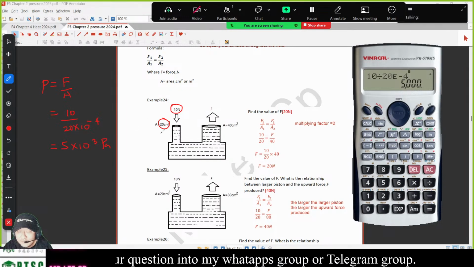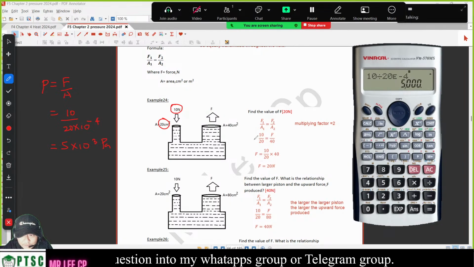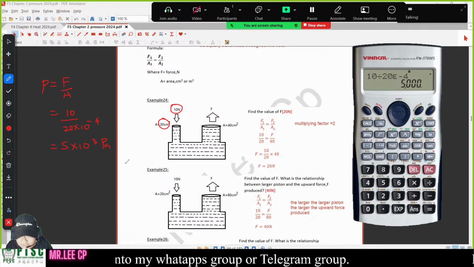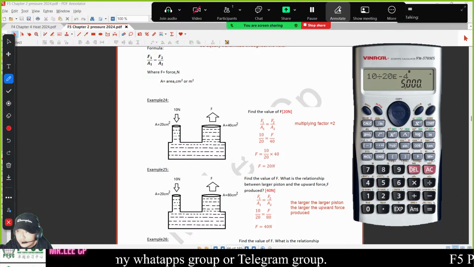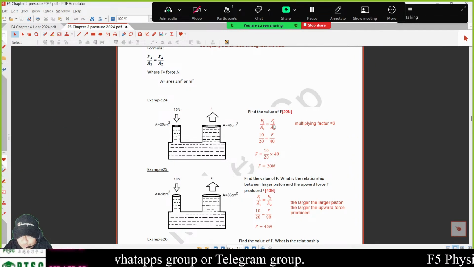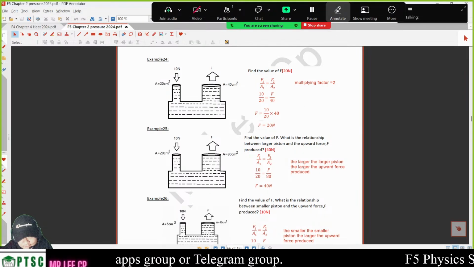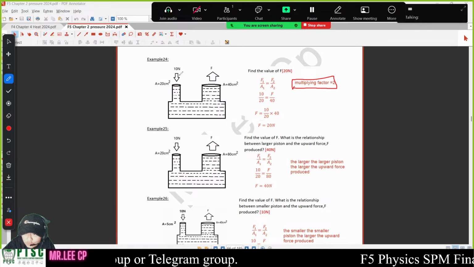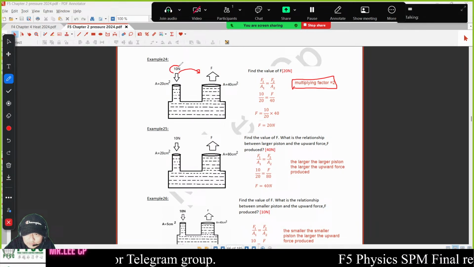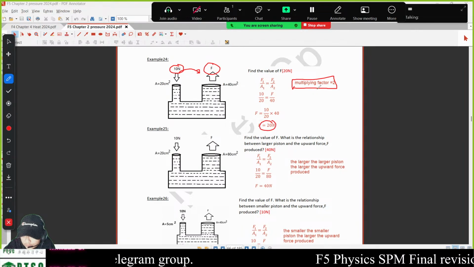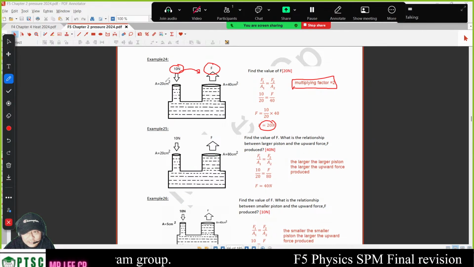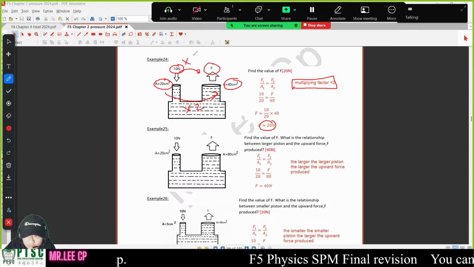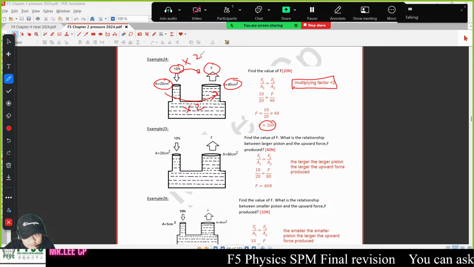But if they don't ask you, you just use F1 over A1 equal to F2 over A2, and you will get the answer. Make sure you know how to calculate, because this one will give you free marks. And sometimes they will ask you the multiplying factor. Multiplying factor: 10 Newton becomes 20 Newton, so the multiplying factor is 2. The area is also times 2. This is called the multiplying factor.